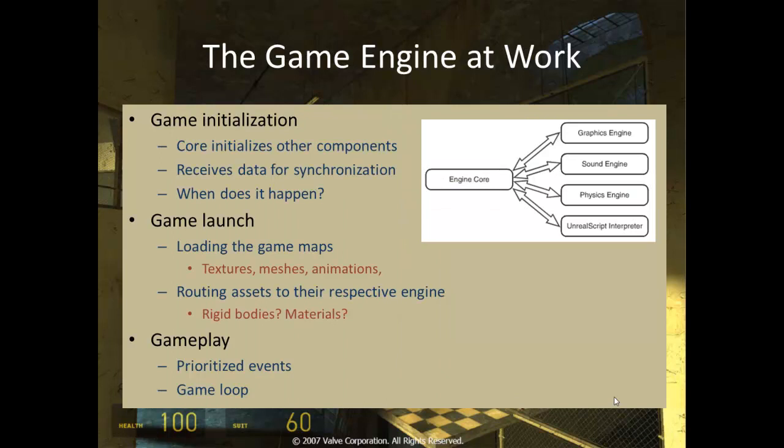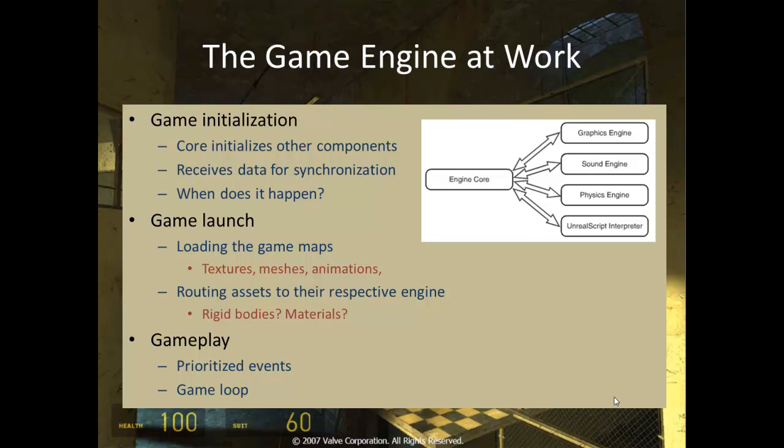So with that mechanism and architecture for your game loop using Unreal Engine, your game engine essentially goes through these processes. You have the game core, or the engine core, that communicates directly and independently with the graphics engine, the sound engine, your physics engine, and your Unreal script interpreter. First your game initializes, so your core engine starts initializing, and then it initializes in turn the other components within the engine, and it receives data for synchronization. So it synchronizes all of your other components, such as the sound engine with the physics engine and the sound engine with the graphics engine, and so forth.